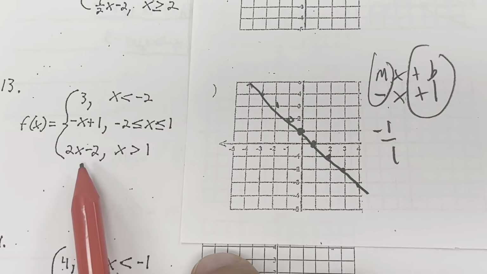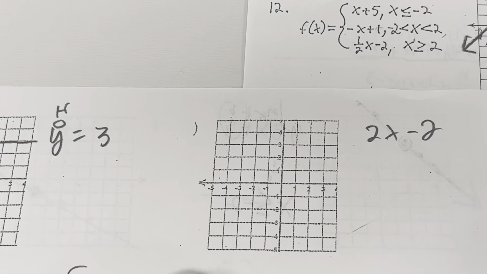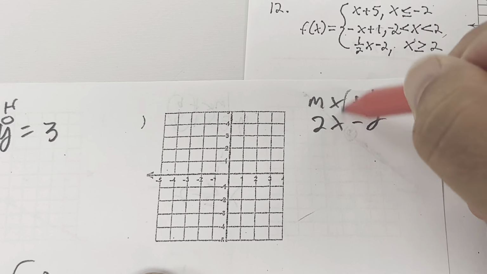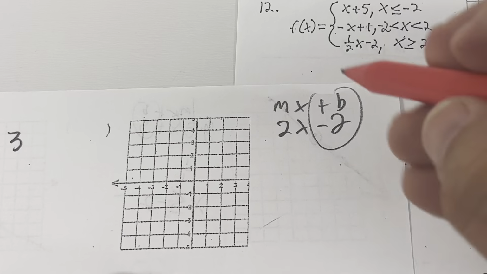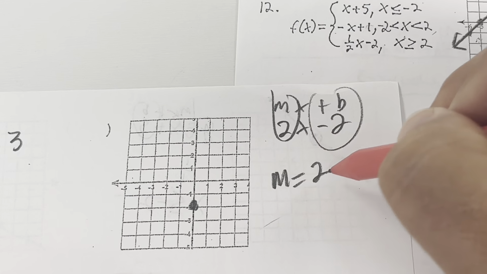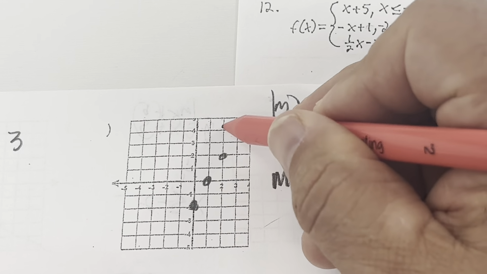My third graph, 2x minus 2. mx plus b. Begin at negative 2 on the y-axis, my slope is up 2, right 1. So from there I go up 2, right 1, up 2, right 1, up 2, right 1.